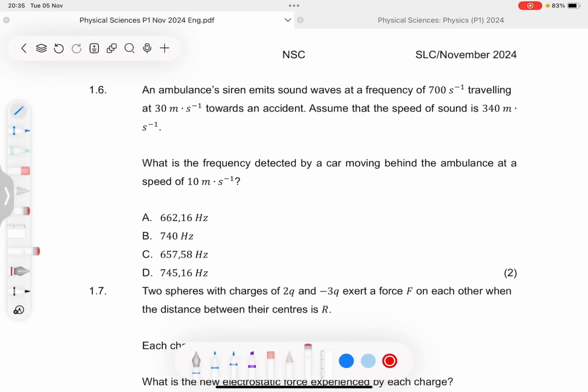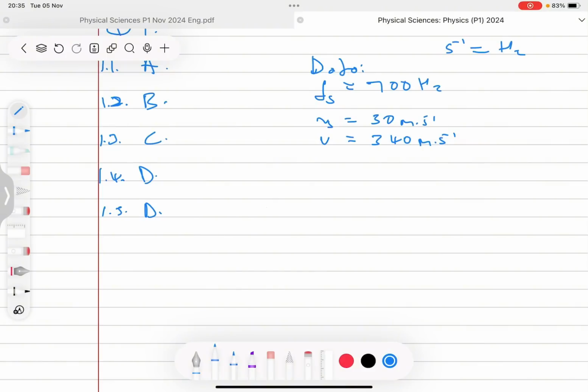Now the question goes on to say, what is the frequency detected by a car moving behind the ambulance at the speed of 10 meters per second? So we are looking for the frequency of the listener, because it's the one who's going to detect the sound waves when they are moving at the velocity of 10 meters per second and they are behind the ambulance. They're moving towards the ambulance and the ambulance is moving away from the listener.